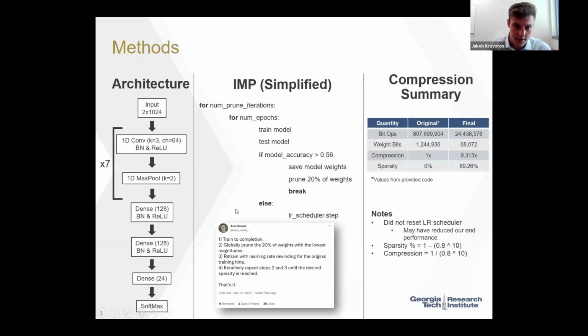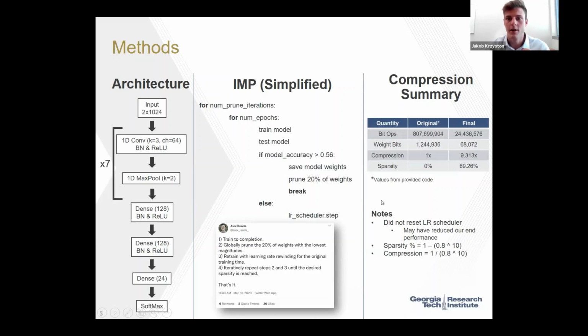We got this 20% from a tweet. So Alex Renda is a researcher at MIT who's done work on pruning, and this tweet is regarding his work on learning rate rewinding. Sorry about that. And so here's a 4-step tweet on how he does it. But essentially in this tweet, he says a heuristic for iterative magnitude pruning is 20% every time you prune. So that's exactly where we got this 20% from.